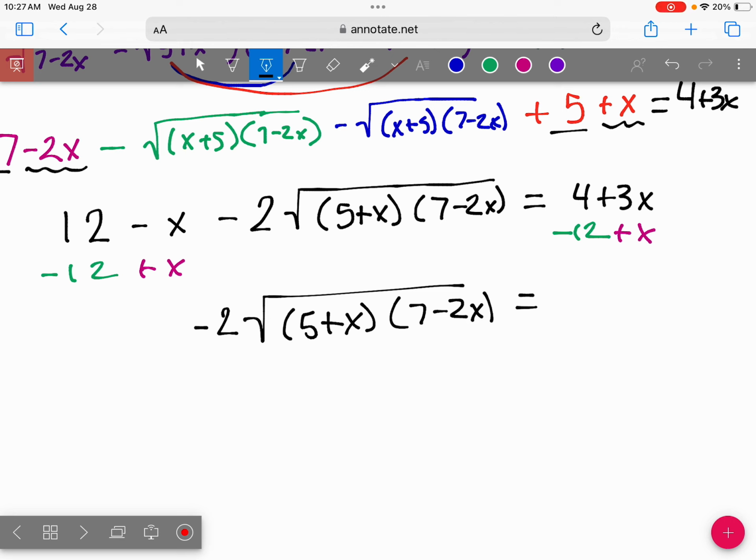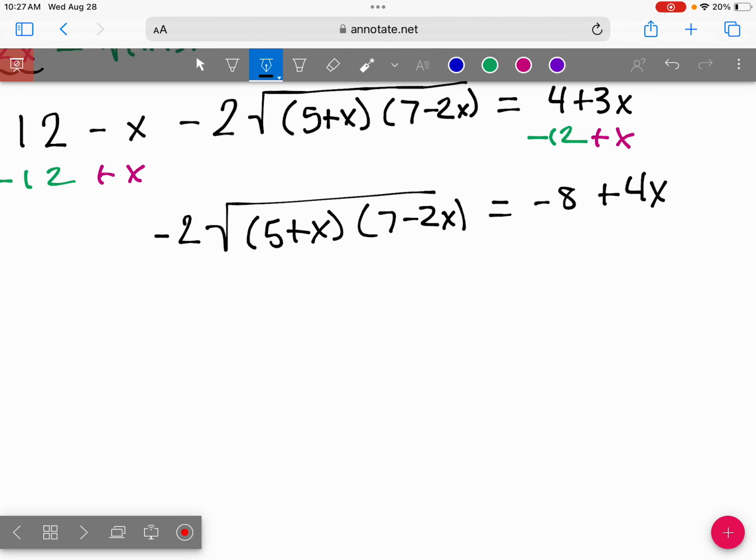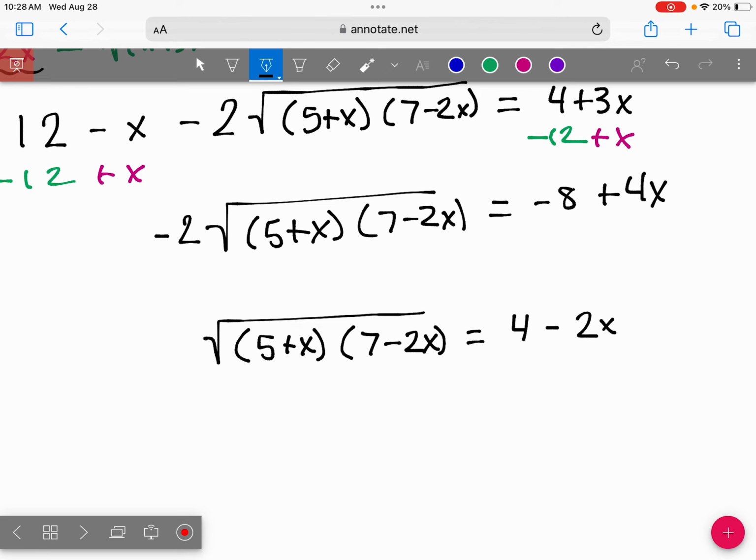Yeah, and you can do it as either one, as 4x minus 8 or as -8 plus 4x, means the exact same thing. Now what can we do with that -2? Divide both sides. So we have 5 plus x and 7 minus 2x equals minus 2x plus 4, or 4 minus 2x.